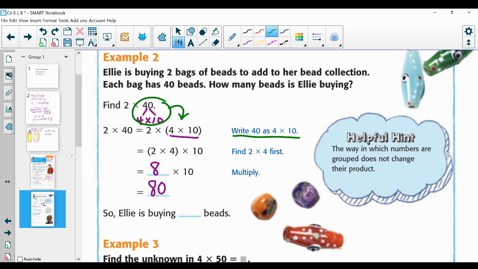So you want to make it easier on yourself. So we're going to find 2 times 4 first. So we move the parentheses over to 2 times 4. 2 times 4 is 8, and then times 10, and 8 times 10 is 80. So Ellie is buying 80 beads.